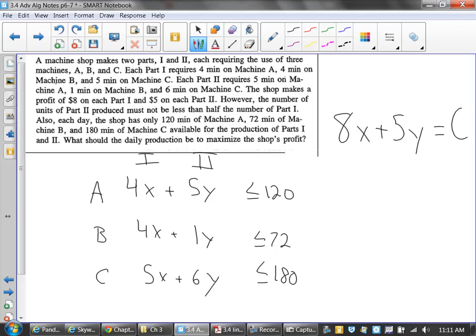There's one other part to this. And this is the one where a lot of you guys kind of go, must not be less than half parts of A. So Y can't be less than half of the parts of A. So that means it's got to be greater than or equal to half the parts of A, right? Y is greater than or equal to 1/2 X. Perfect. Y is greater than or equal to 1/2 X.